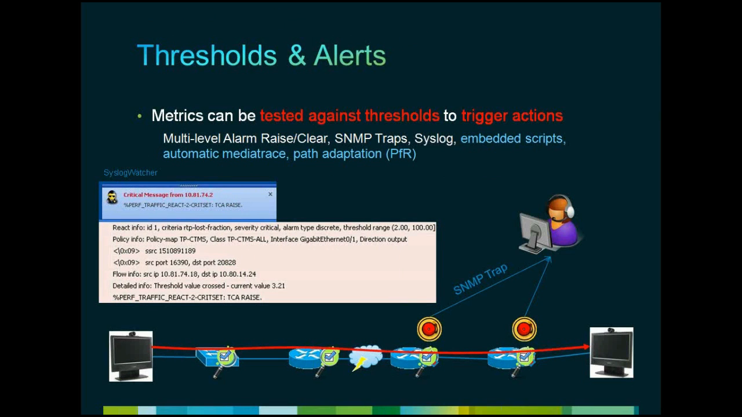So again, I said you can actually set up thresholds and alerts, right? So you can get the metrics tested against the thresholds to trigger actions. You can have SNMP traps or syslog, and I have here other options. You can have embedded scripts to start a MediaTrace, for example, or path adaptation. These are in blue.